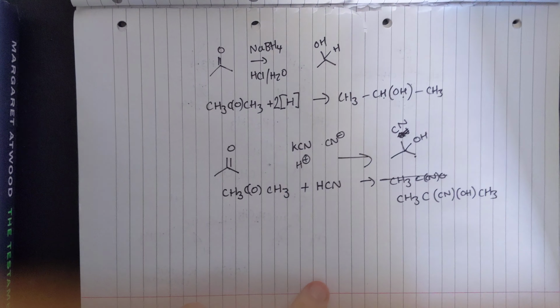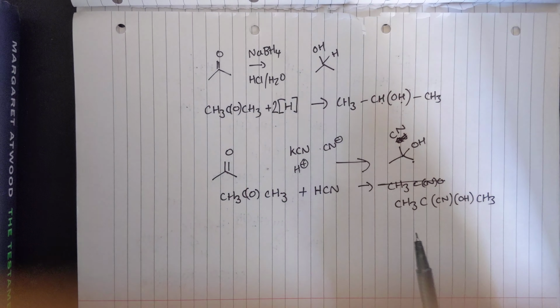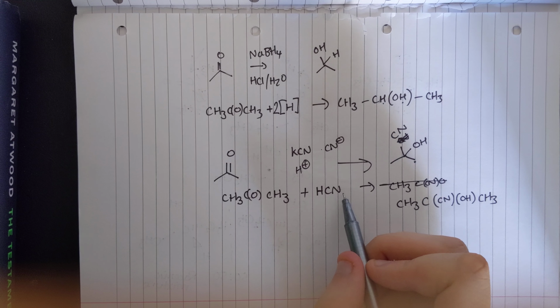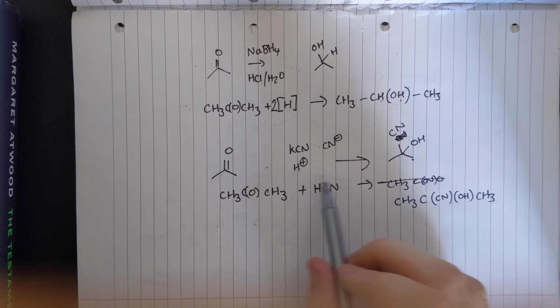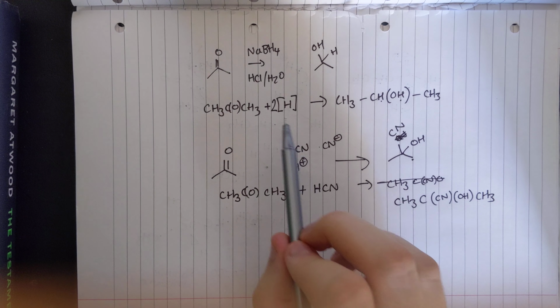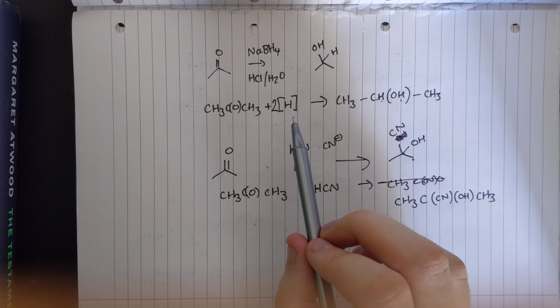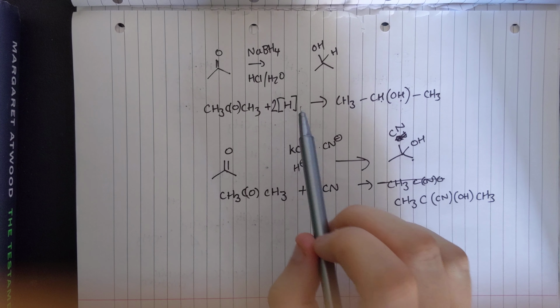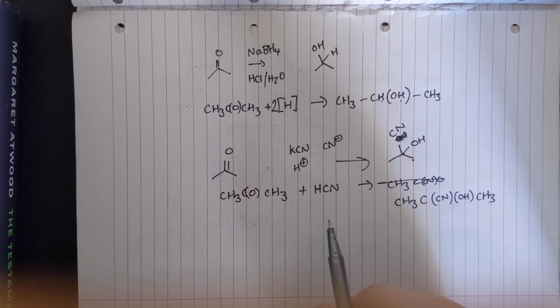Right, so those are our overall equations. There's no balancing we need to do for this. We're simply adding a hydrogen and a CN minus group to it, which we represent as HCN. It is a real molecule, whereas H on its own doesn't actually exist. So we have to put it in square brackets. For this, we don't need to put it in square brackets.